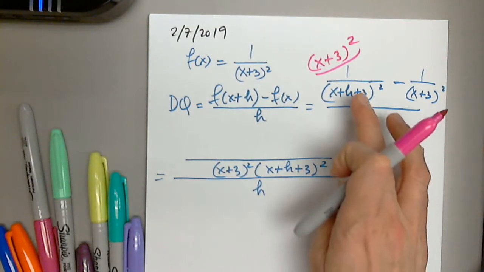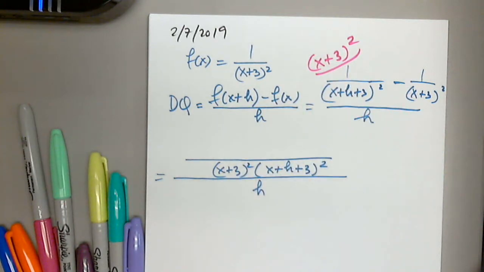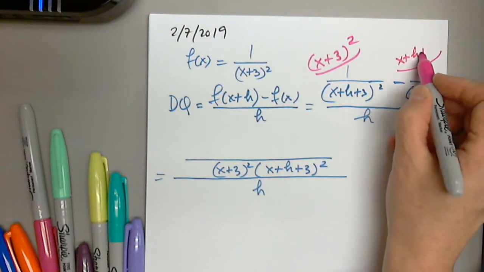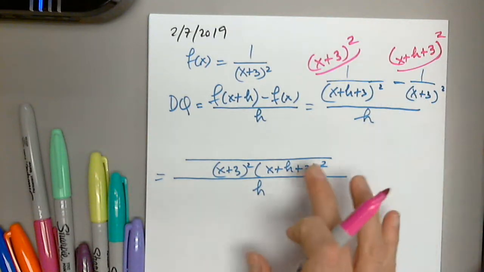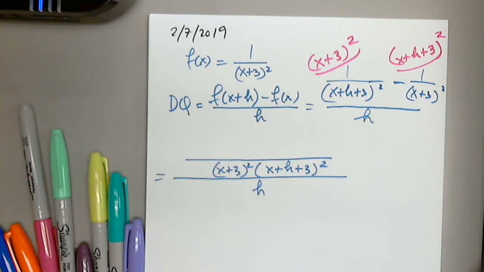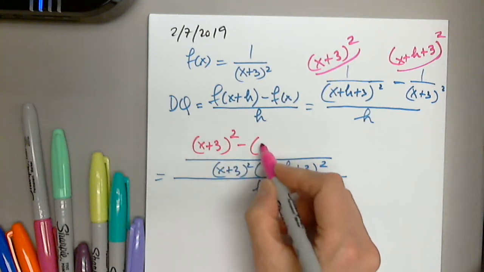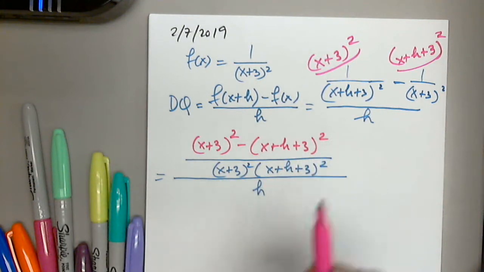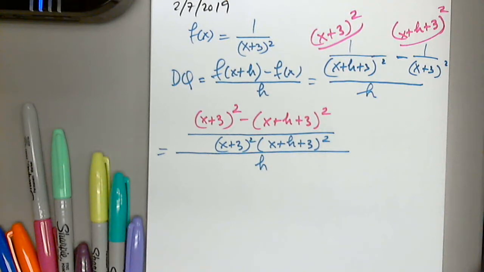Why? This denominator is this, and I have multiplied the denominator by this, so I have to multiply the numerator by the same quantity. And the second one needs exactly what it does not have. I multiply this denominator by this quantity, so I have to multiply the numerator by the same quantity. So then the numerator now is x plus 3 squared minus x plus h plus 3, everything squared. So far so good? Everyone agrees with this? Yes?